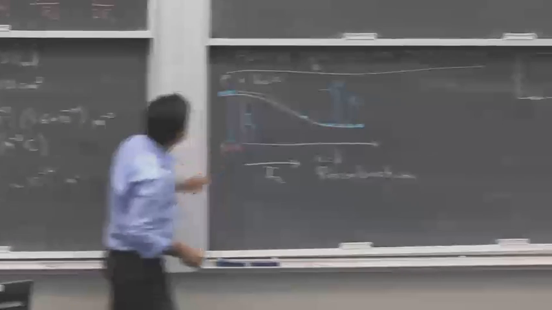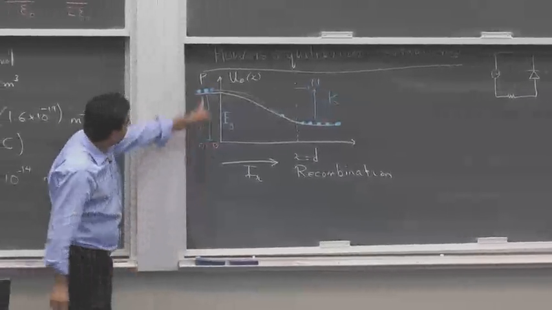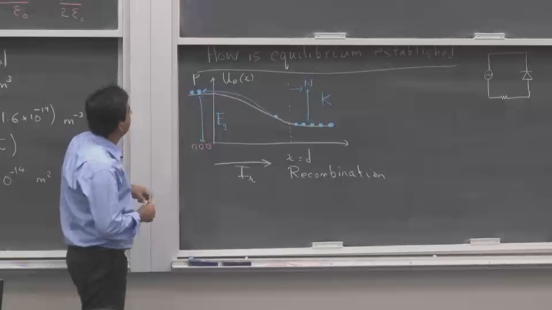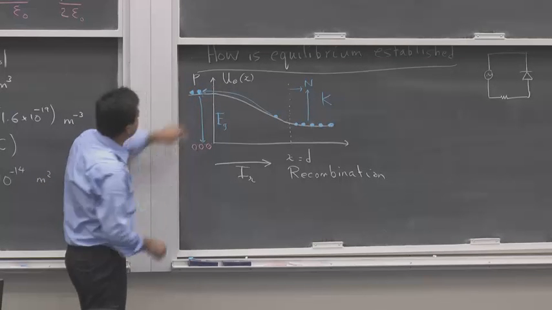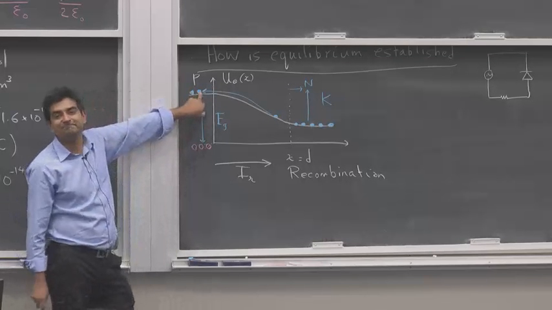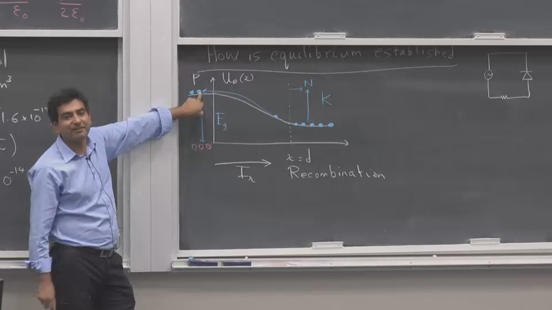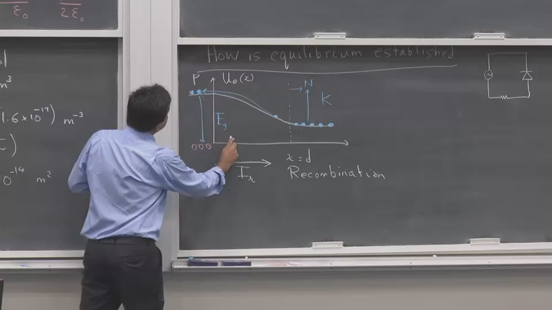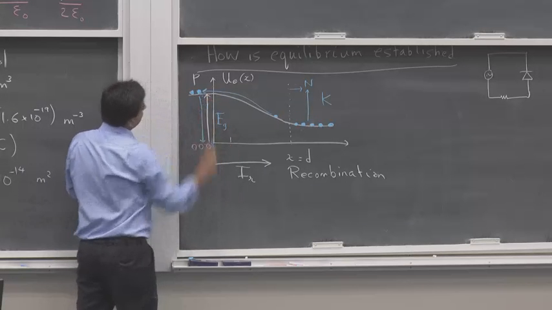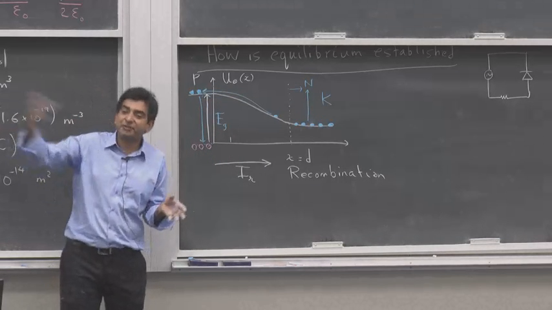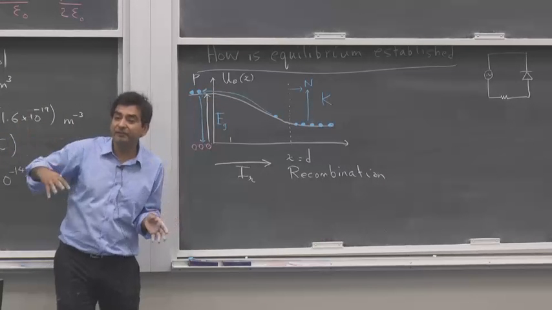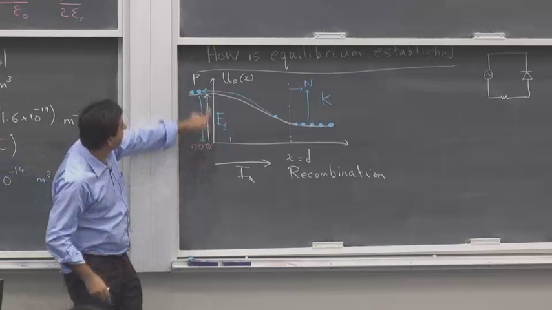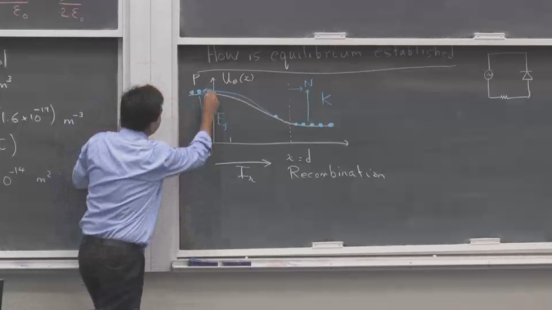Suppose in this region, it's a p-type region, so it has more holes. However, by the process of thermal generation, an electron can be created here, right? Which means energy comes in. Thermal generation means some energy has to come in, and it's coming from kBT, from the temperature. So energy comes in, a hole is created, and a corresponding electron is created.